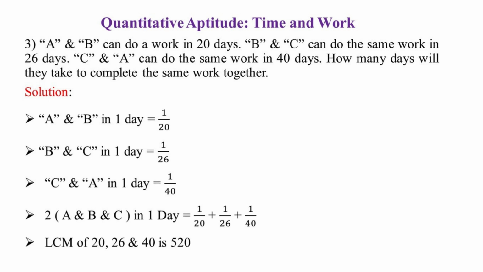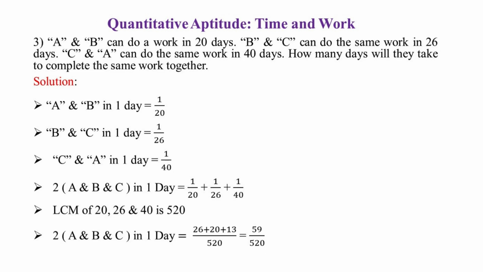If you take the LCM of these three, then we will get 520. 520 is the LCM. After taking the LCM 520 in the denominator, in the numerator we will get a few terms. After solving the addition of the above three fractions, the answer will be 59 by 520. Now this is 2 into ABC's work in one day, that is 59 by 520.